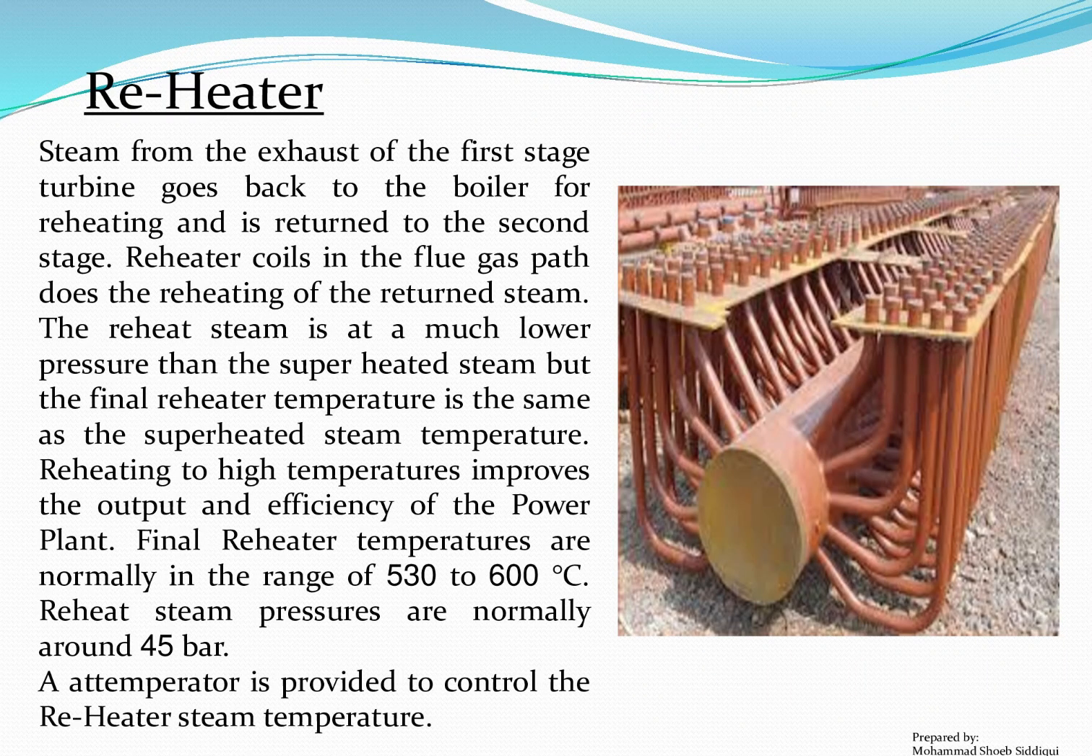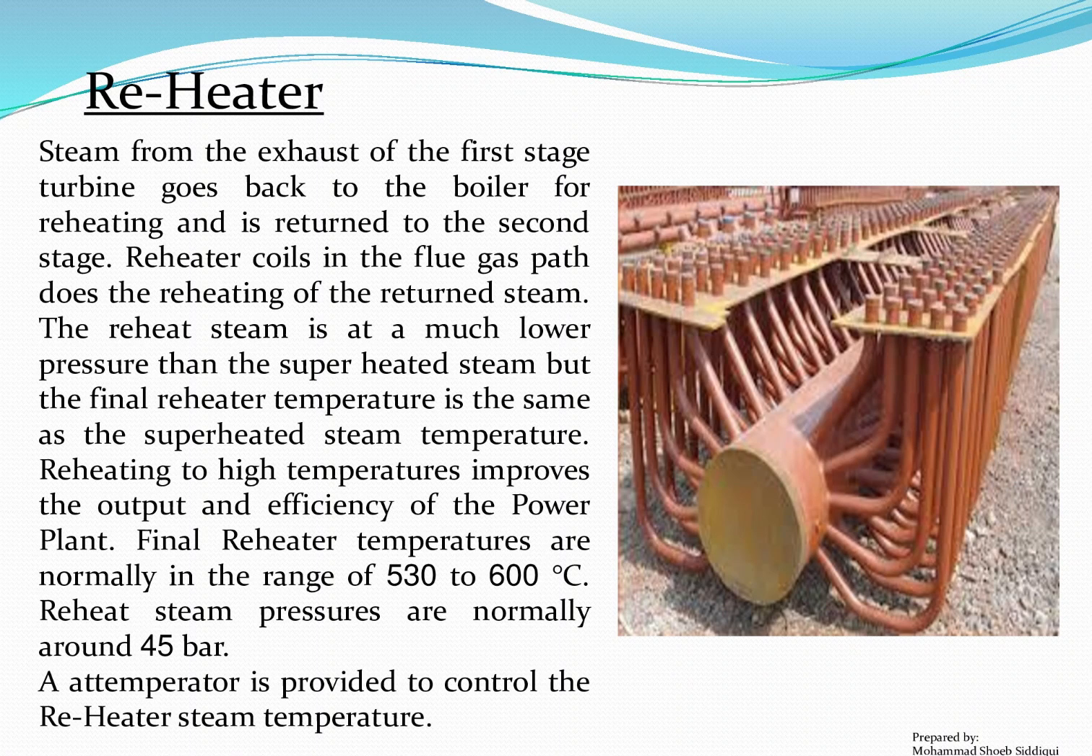Reheater. Steam from the exhaust of the first stage turbine goes back to the boiler for reheating and is returned to the second stage. Reheater coils in the flue gas path do the reheating of the returned steam. The reheat steam is at a much lower pressure than the superheated steam, but the final reheater temperature is the same as the superheated steam temperature.